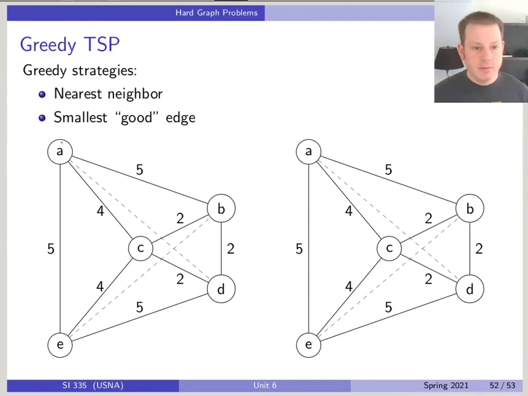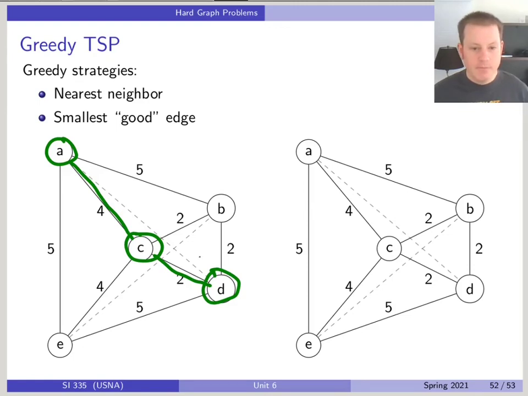One is the nearest neighbor. So if I start from A, I can say what's closest. Okay, so C is closest. And what's closest to C is B or D. And just to make this bad, because the greedy strategy isn't looking ahead, it's just greedily taking the next best option, so it might pick D.